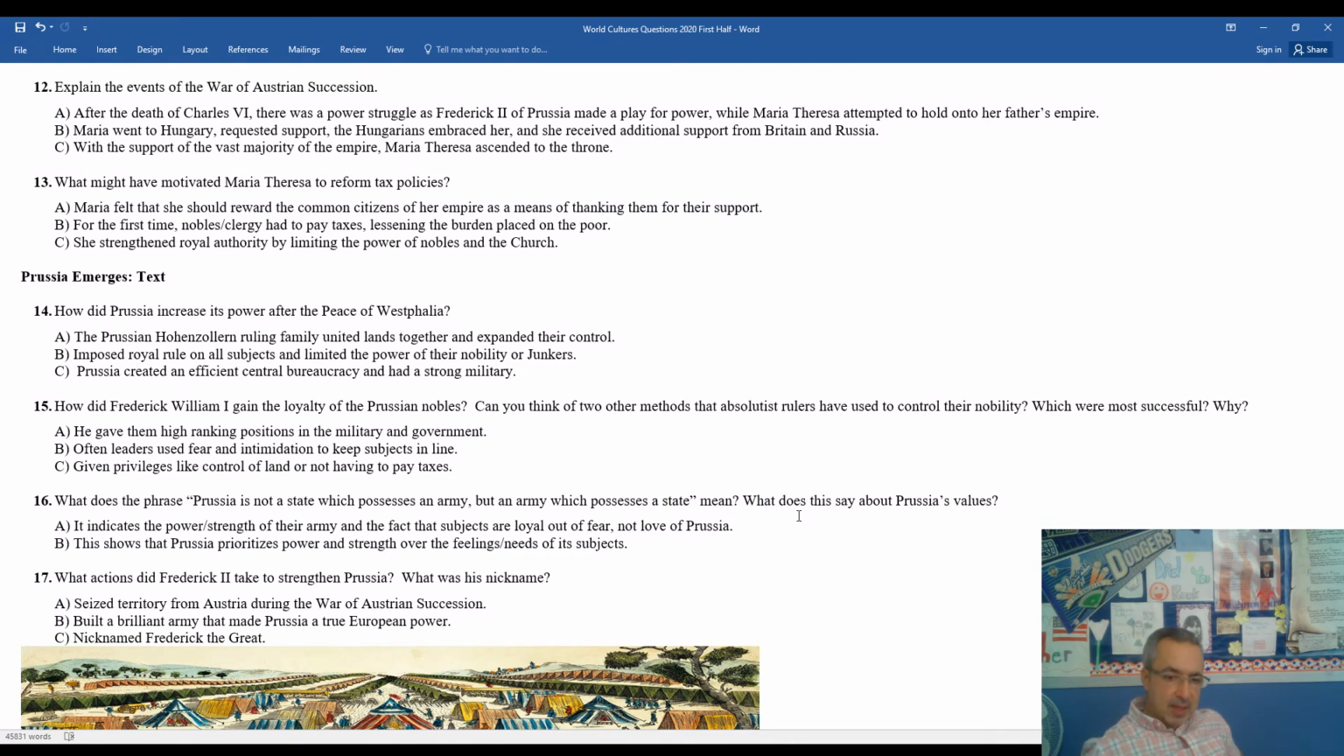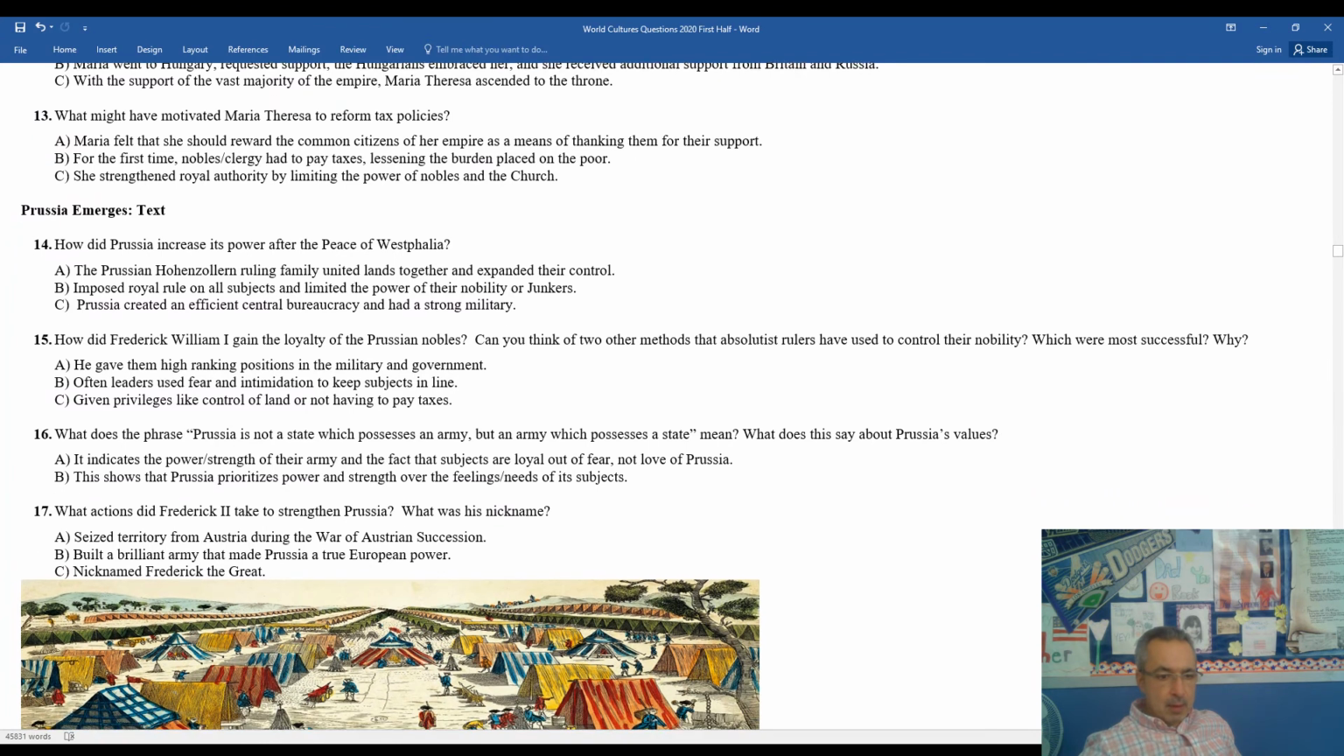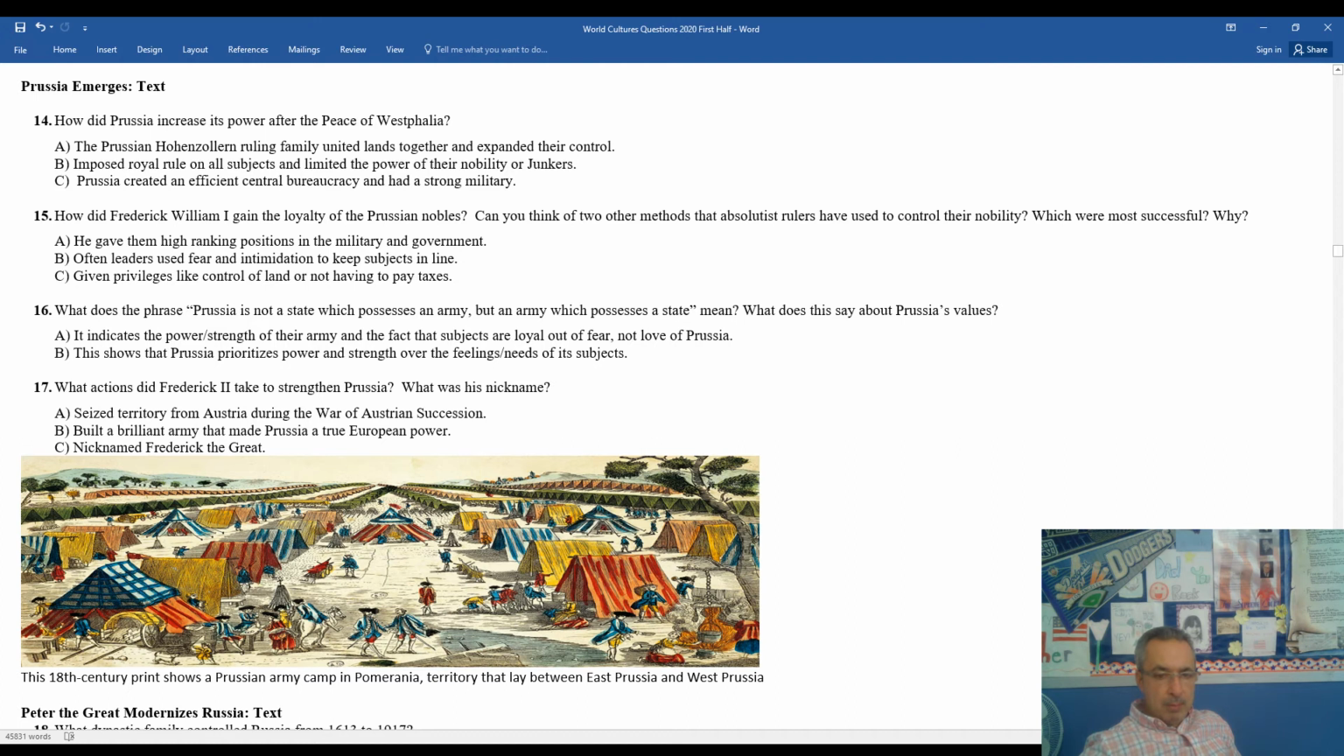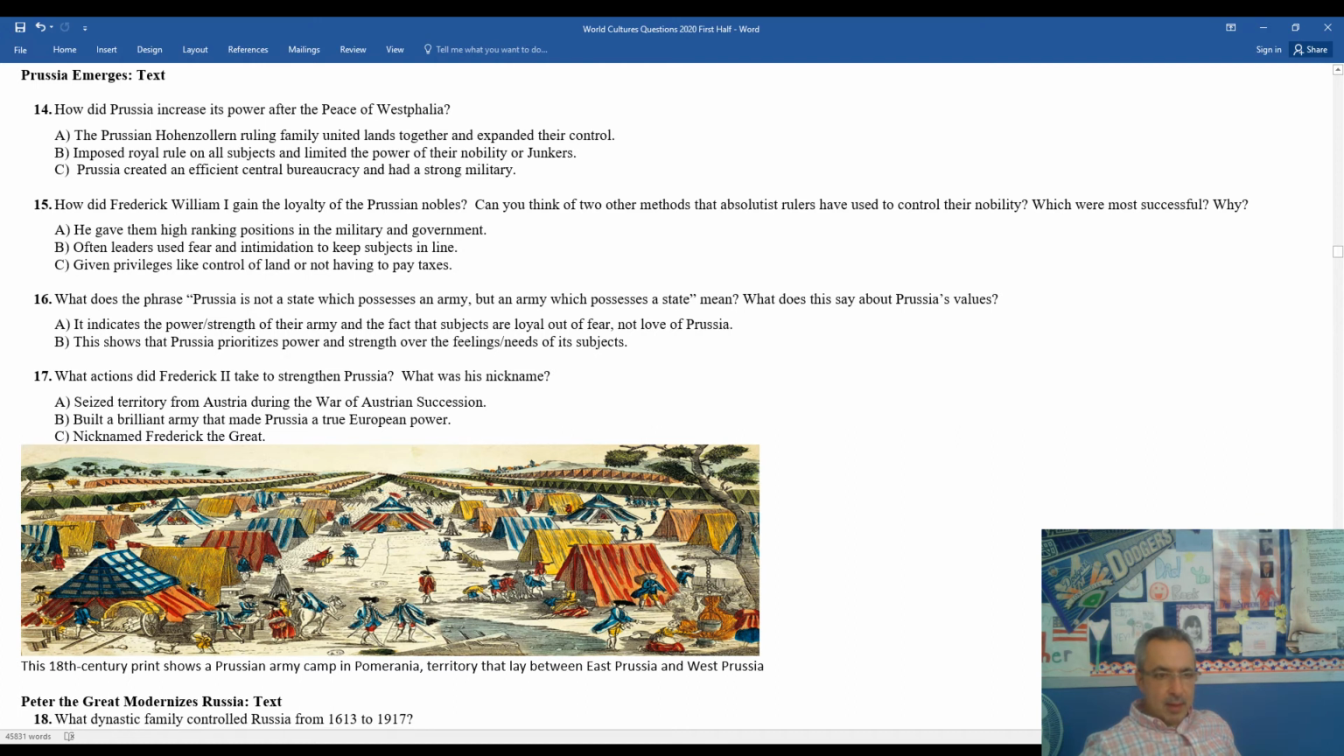17. What actions did Frederick II take to strengthen Prussia? What was his nickname? Seized territory from Austria during the War of Austrian Succession. Built a brilliant army that made Prussia a true European power. And once again, not very creative during this period of time in history. His nickname, wait for it, make sure you're seated, take a deep breath, Frederick the Great. Yep, Frederick the Great.